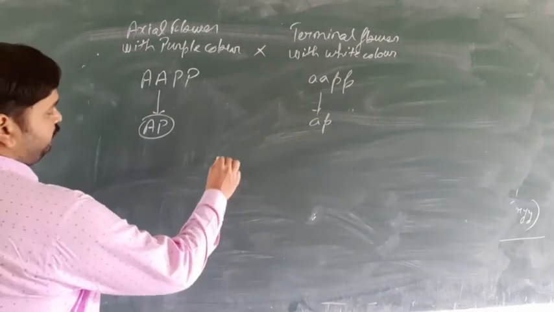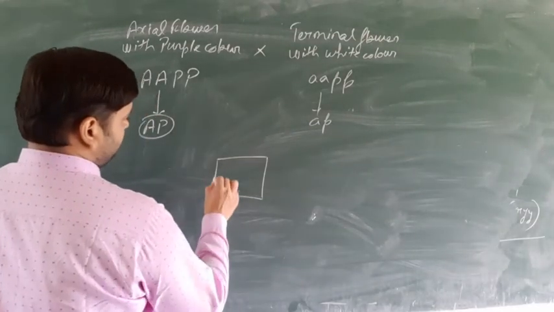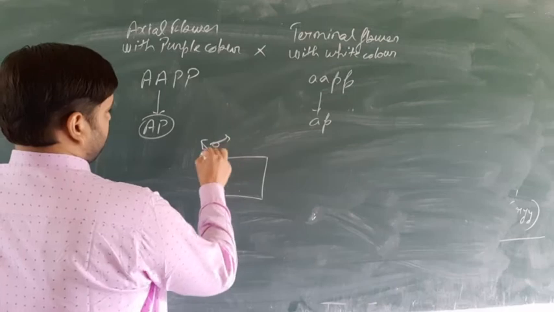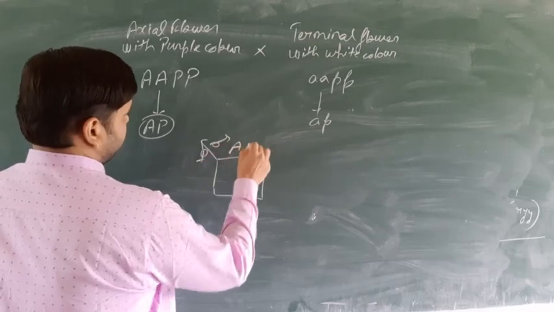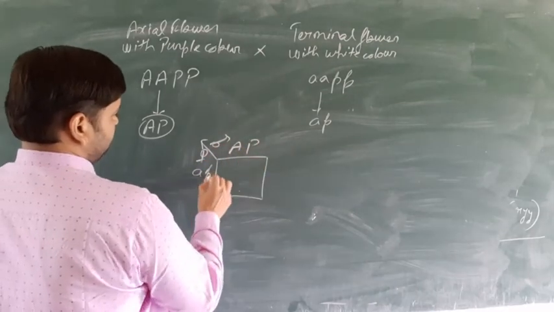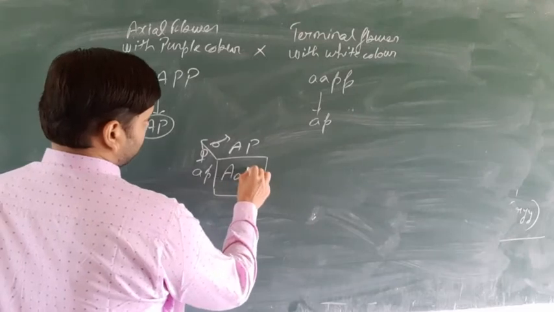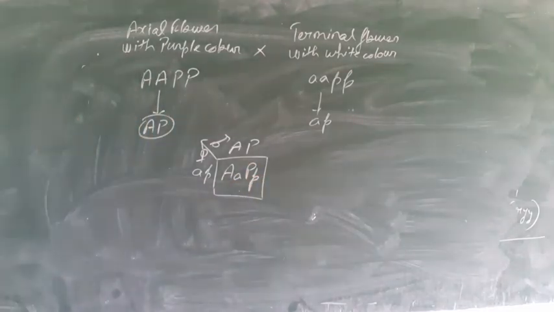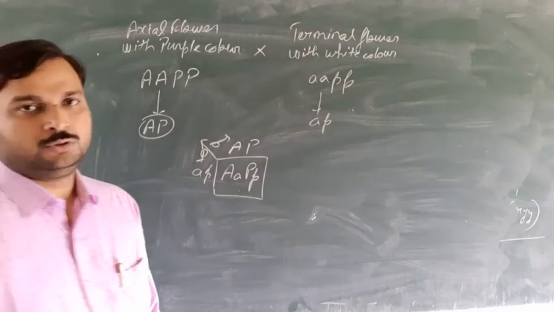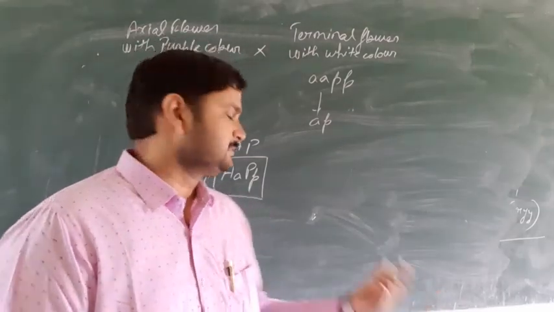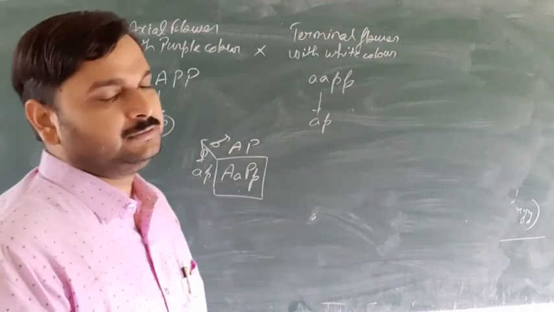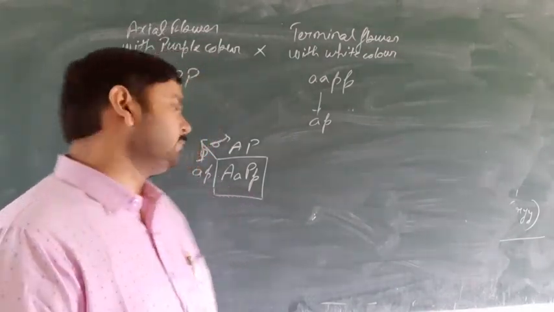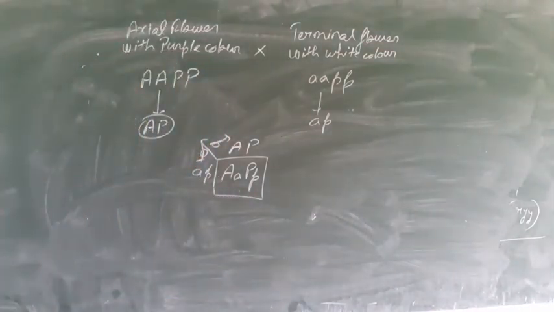Then you can make the Punnett square. So capital A, capital P, small a, small p, so it will be capital A, small a, capital P, small p. So this is the genotype at F1. First question answer, this one. All the plants will have the genotype capital A small a, capital P small p. And what is the phenotype? All the plants will have the axially placed flower of purple color.